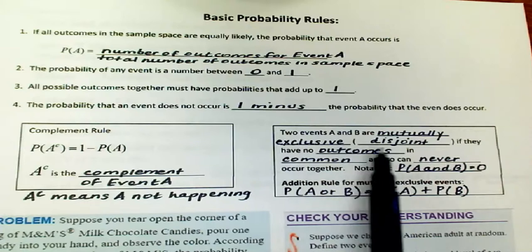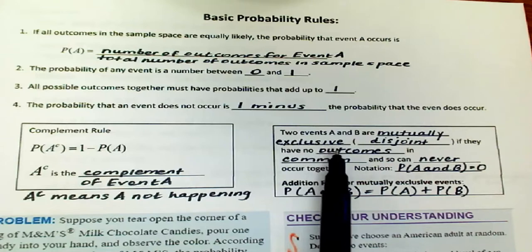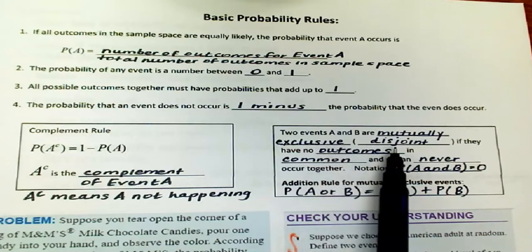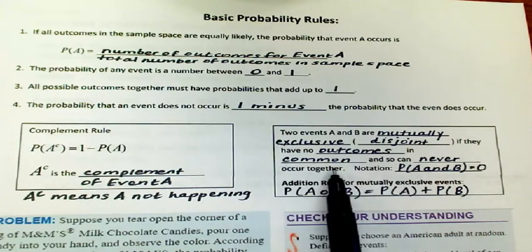2 events, A and B, are mutually exclusive. So I know you've probably heard that term before, mutually exclusive. It means that one has nothing to do with the other, okay? Another word you might hear is disjoint. Both of those mean the same thing, mutually exclusive and disjoint. If they have no outcomes in common and so can never occur together, that's what mutually exclusive means. There's no common outcomes. They can't happen at the same time.